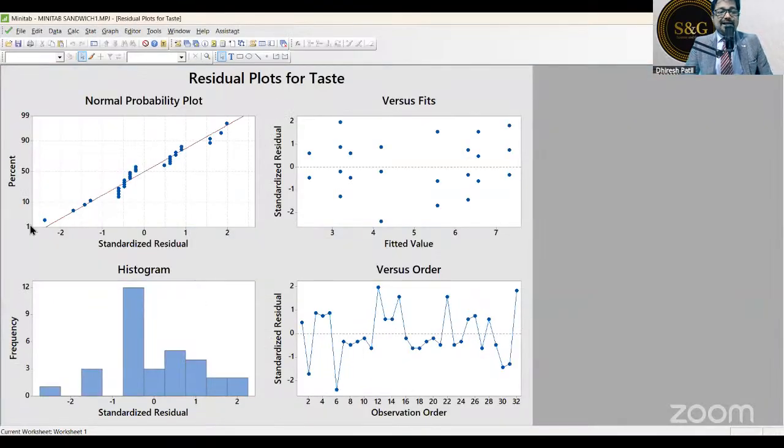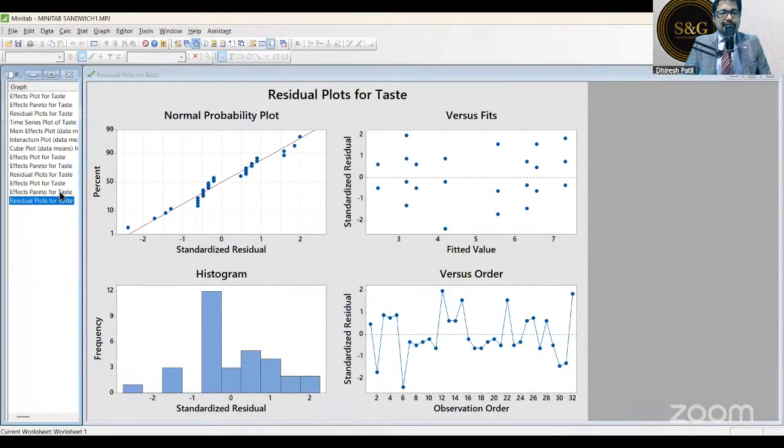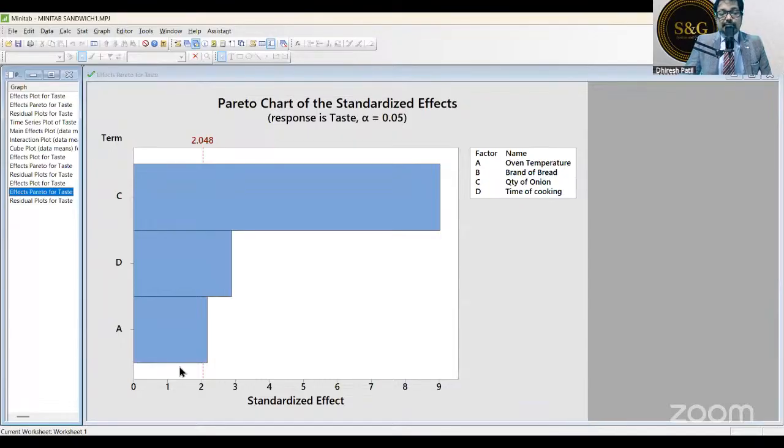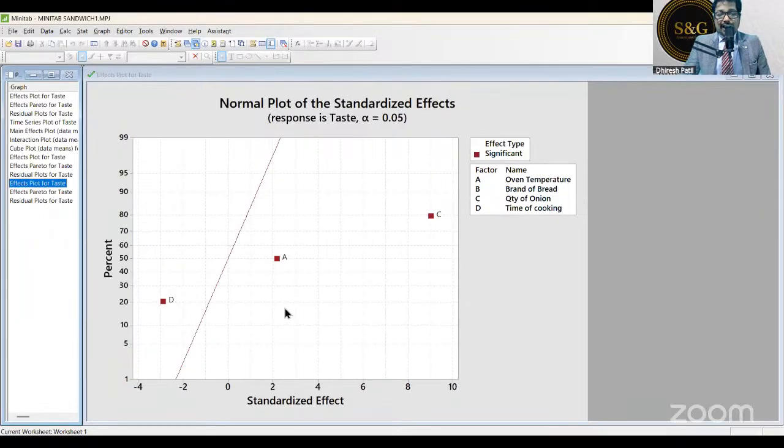Now just quickly check the normality test, histogram. Yes, of course there will be change, but it is within the limit. Then go to the other graph, which is Pareto. Now all the three factors seem to be significant here, and you can see A, C, D are shown significant. Now this is the experiment done with only these three factors by the software.